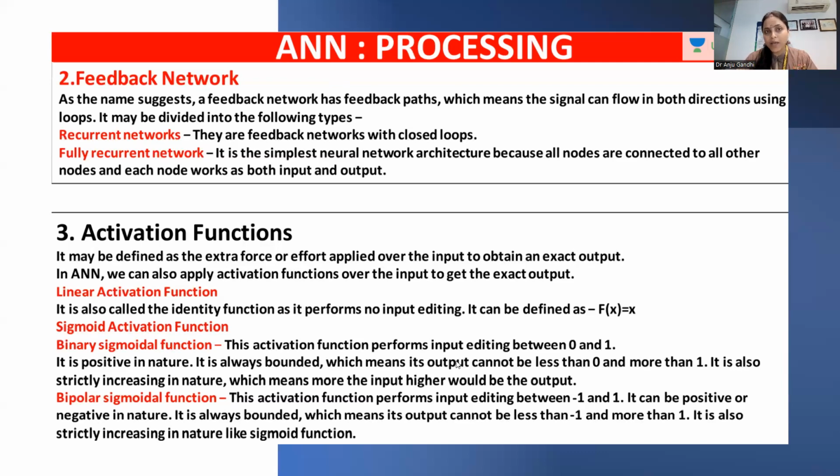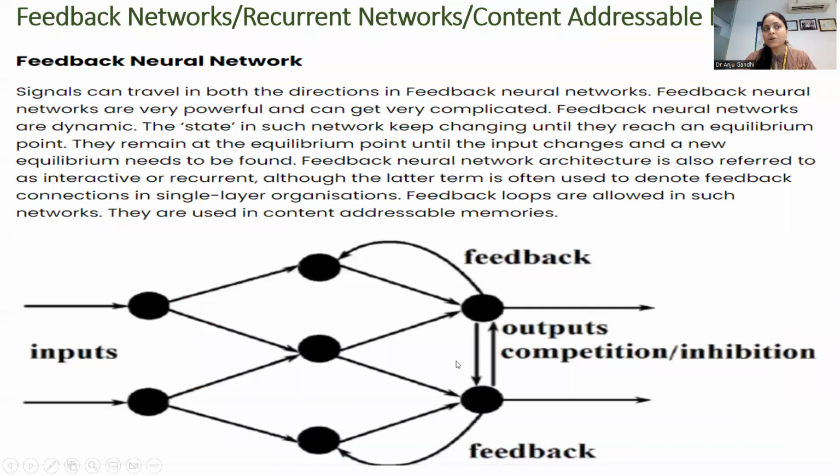Then what next do we have after that? What is the definition of feedback networks, recurrent networks and content addressable networks, right? So we have a feedback neural network, which is also known as a recurrent network and a content addressable network. Right. So we have our inputs with us. This is the input layer, and we have our input neurons here. Then after that, this is the hidden layer. These are also neurons we have with us. And after that, this is the output layer, right?